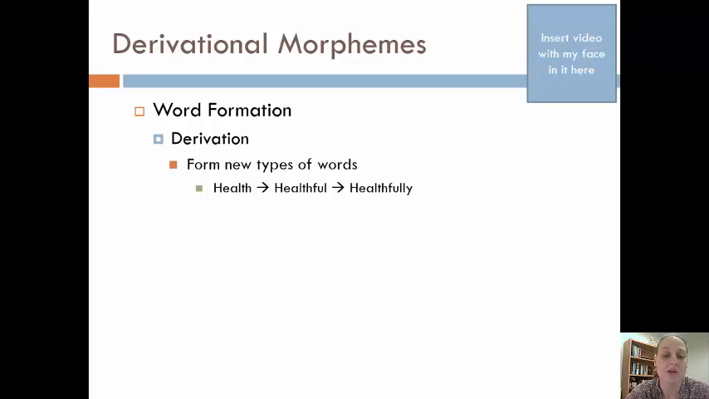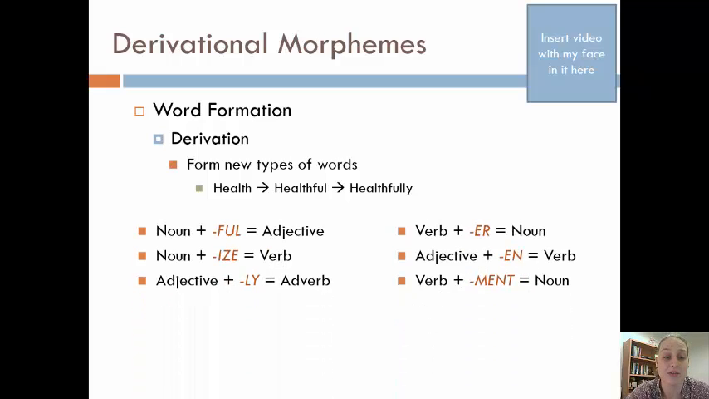So notice how each of those morphemes change the part of speech of the word. And this is really the purpose of derivational morphemes. They change the part of speech of the word that they are attaching to. Here are some examples. Usually, any noun that has full attached to it becomes an adjective. Same thing with ize, right? Any noun that adds ize becomes a verb.